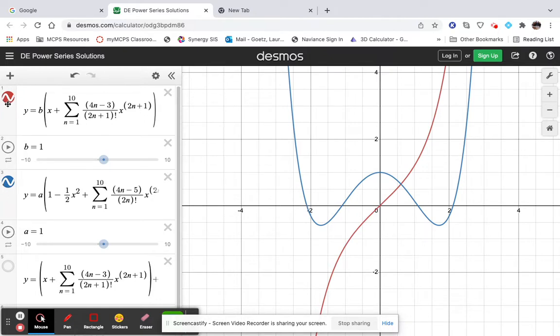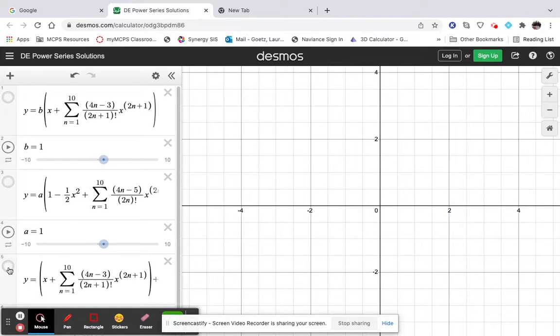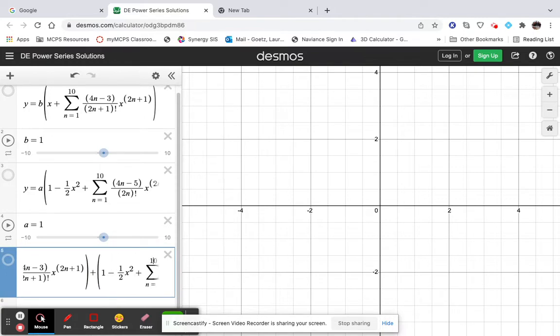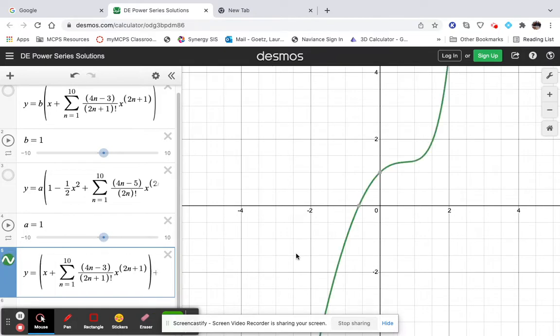If I turn those off and turn on, down here is both of them. You just can't see, right? In here, I've added the second series. So this is the graph of both of them together. There's the power series solution centered at 0 for the differential equation that I gave you. Right? Pretty cool.